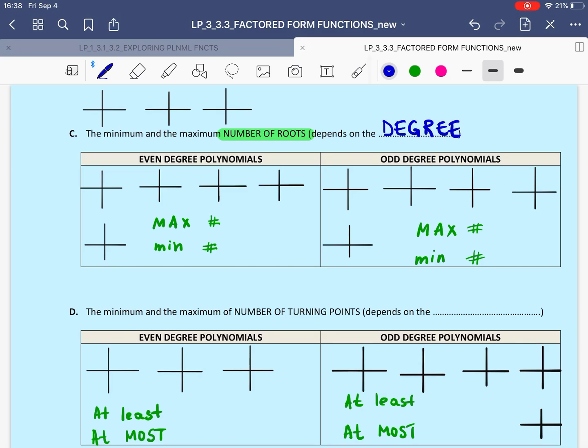Now think of a second degree function, and I chose that as an example because it's something we're more familiar with. So a second degree function can have 2 roots, 1 root, or no roots. So the minimum number of roots is nothing. The maximum number of roots is 2, which is the same as the degree of the function.